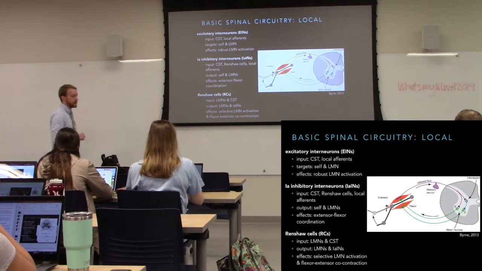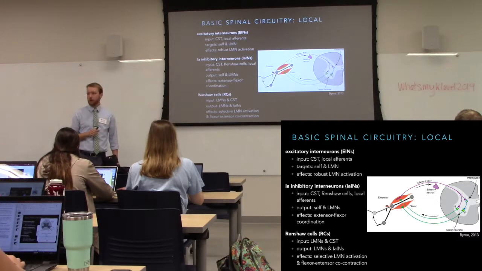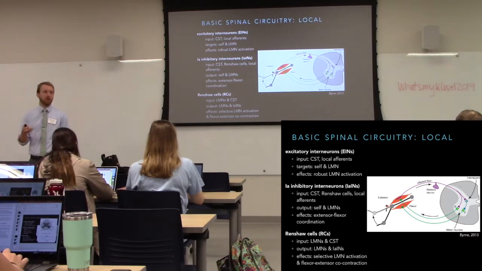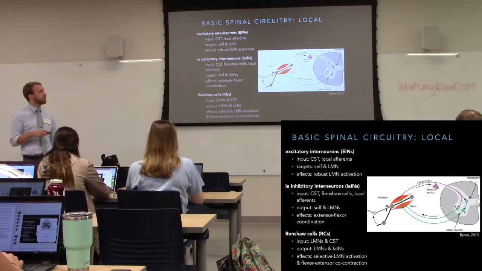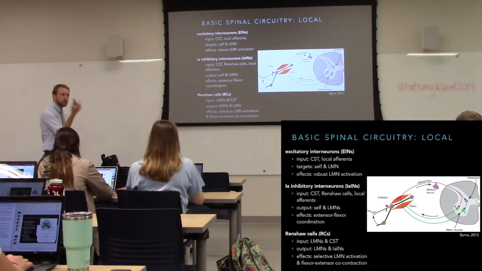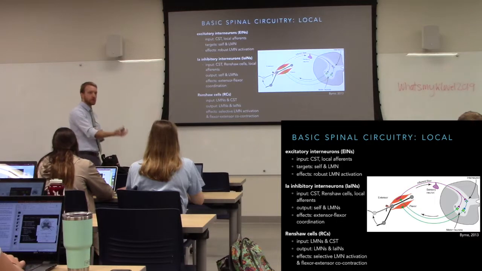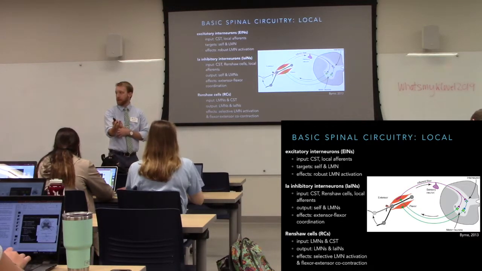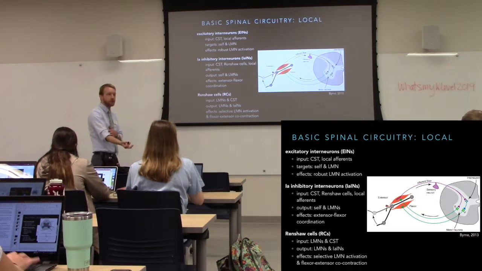These aren't there to act as amplifiers. These are there to help coordinate extensor and flexor activity so that you don't have co-contraction, unless you want it. You can always inhibit these to allow co-contraction, and that's what our Renshaw cells will do. But when you just think about typical movements, if you want to change the angle at a joint, you're going to want one muscle to relax and the other to contract. This way you get a change in angle.